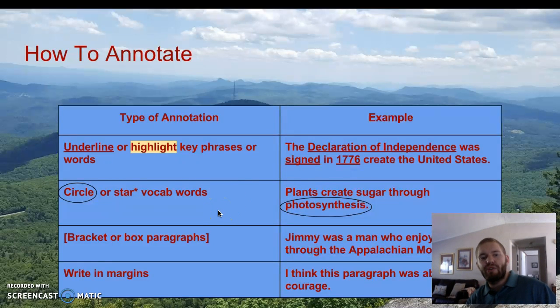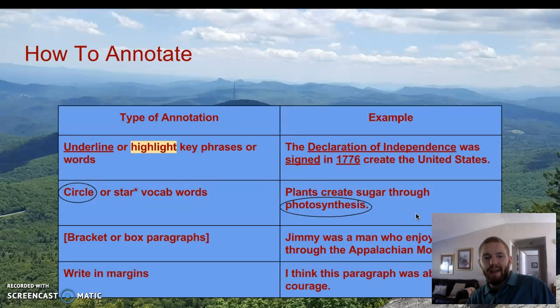You can circle or star vocab words, and again, it's going to depend on whether you're using pen and paper or Google Docs. So, plants create sugar through photosynthesis. Okay, so if you're not sure what photosynthesis means, or if you feel like it's a key word for you to recognize in here, that's not like a key detail from above, go ahead and circle that.